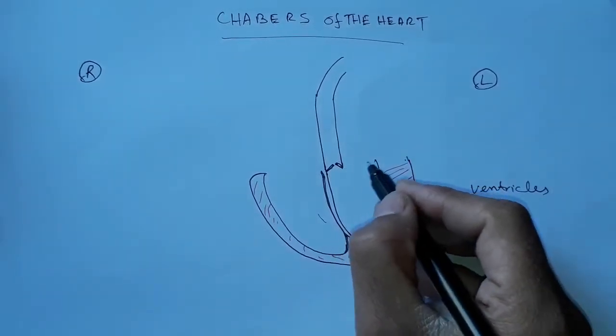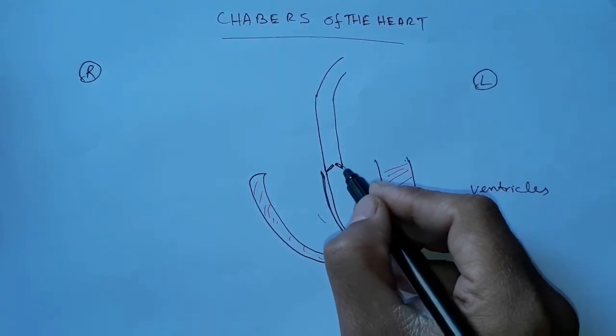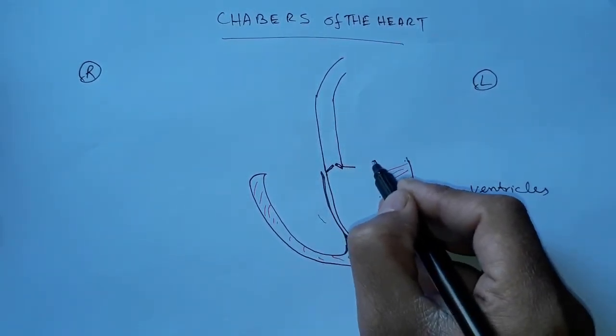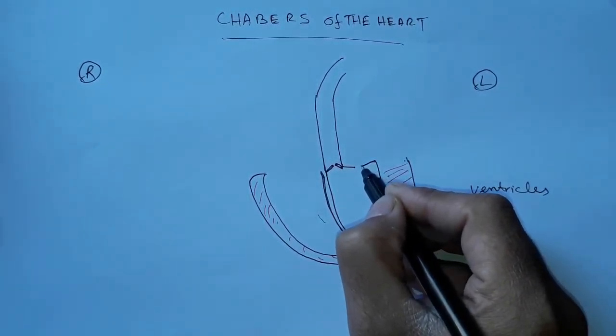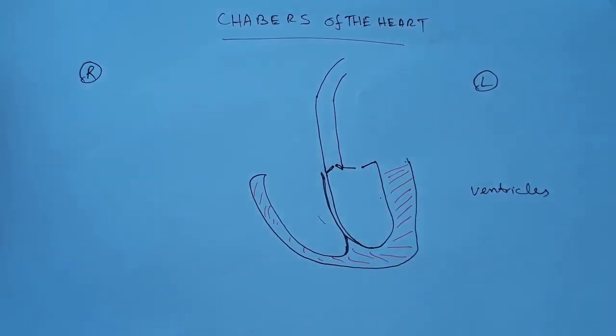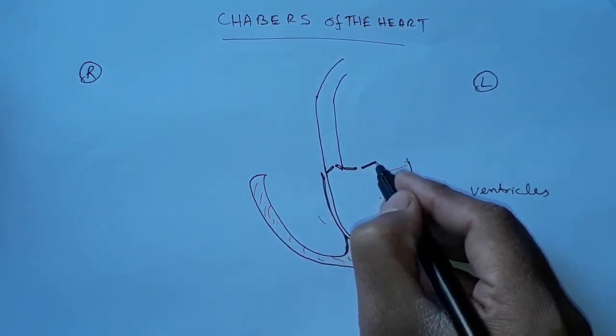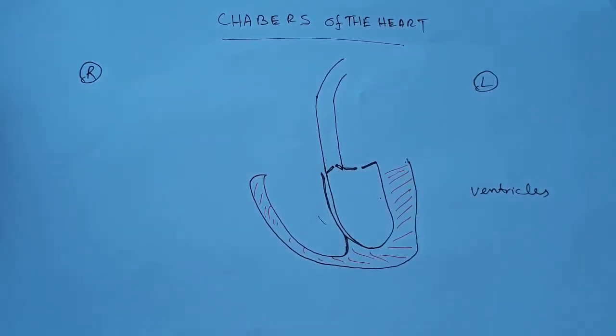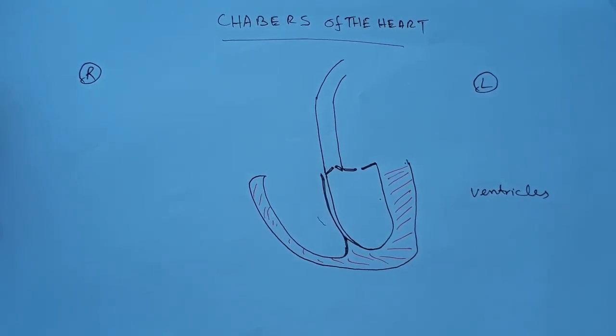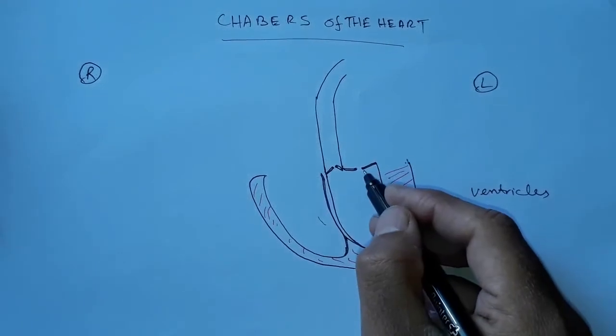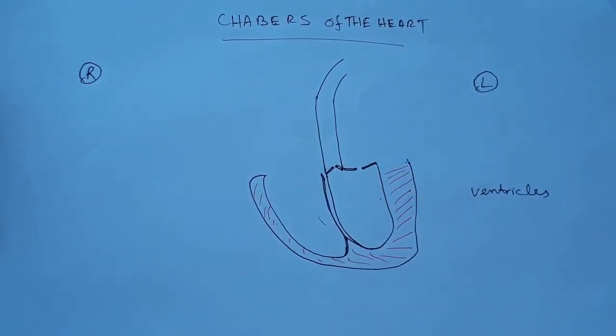Now between the ventricle, that is the bottom chamber, and the chamber on top, there is another valve which points in the downward direction. This is called the bicuspid valve, because it has 2 cusps or flaps.